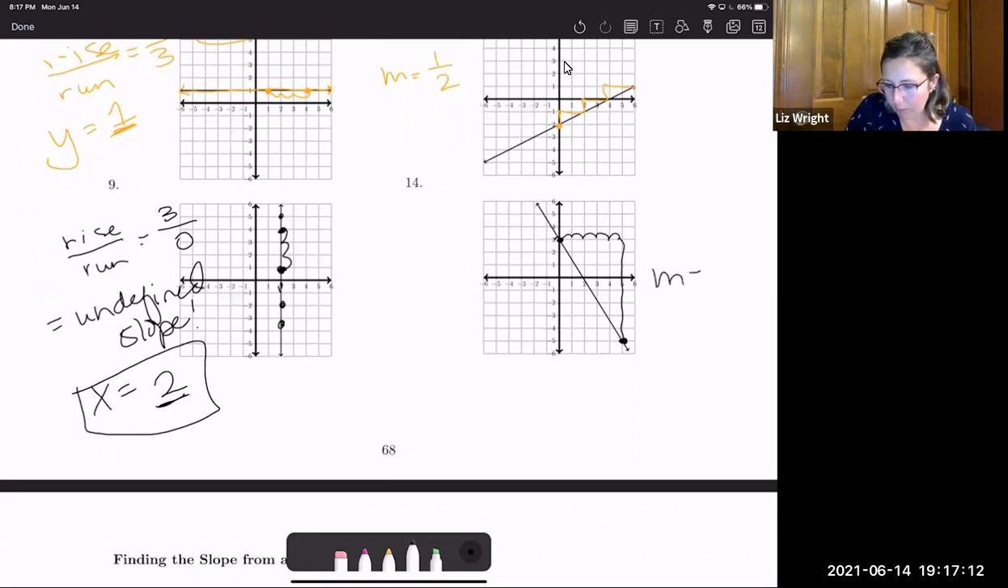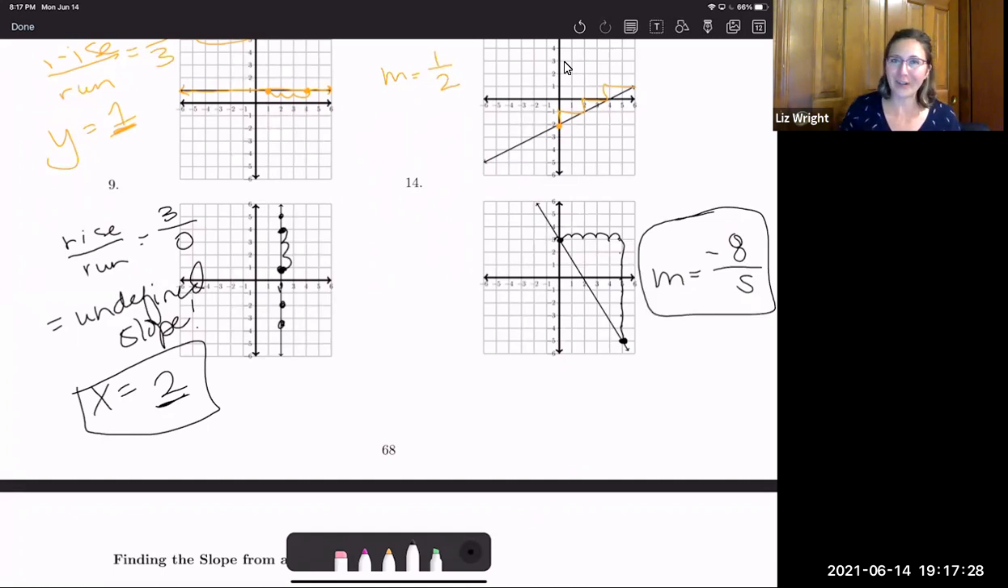So our slope looks like it's going to be negative 8/5. Did I count that right? 1, 2, 3, 4, 5, 6, 7, 8, yeah, and then 5. So negative 8/5 is our slope for that one. All right, so we have found our slope between ordered pairs.